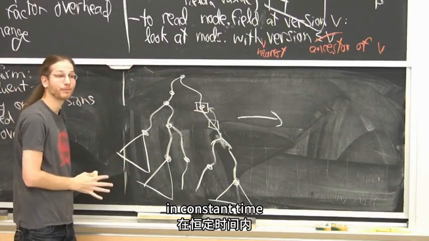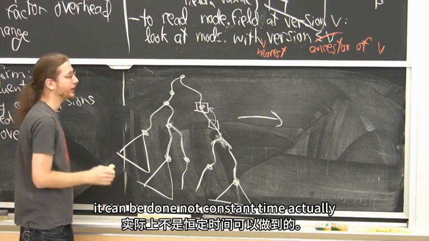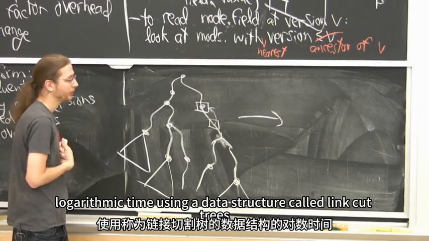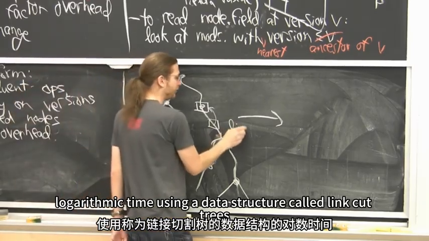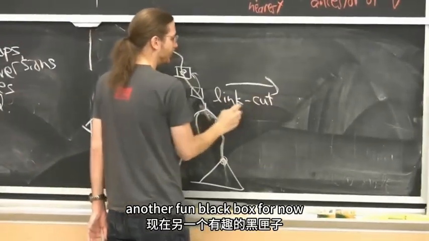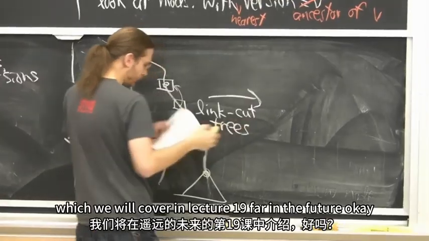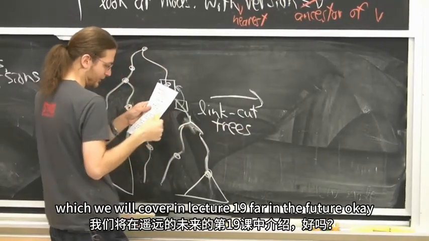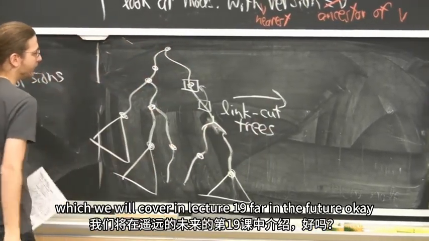in constant time. It can be done, not constant time, actually, logarithmic time, using a data structure called link cut trees. Another fun black box for now, which we will cover in lecture 19, far in the future. Okay.